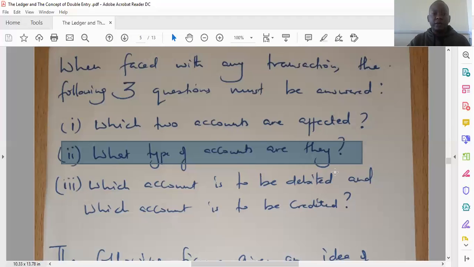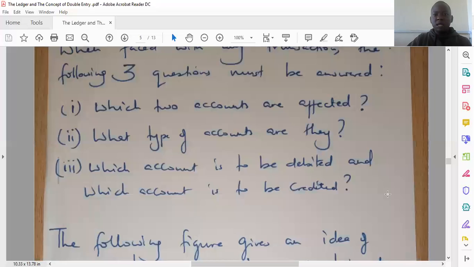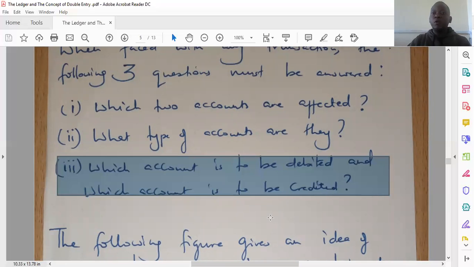So from the classification of accounts, you're able to tell that rent falls under nominal account. You're able to tell that fixed assets like a motor vehicle fall under real account. That is the idea: what type of accounts are they? And then the third question to answer is which account is to be debited and which account is to be credited. Following the classification of accounts, we can then apply the rules of making double entry.